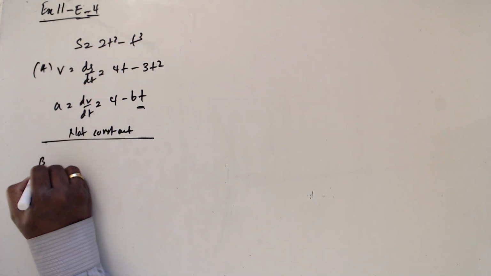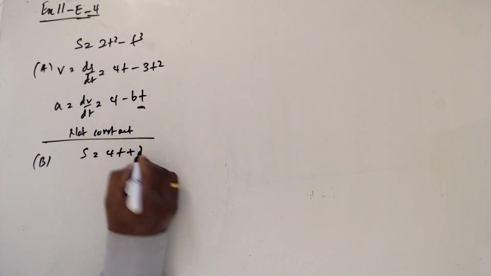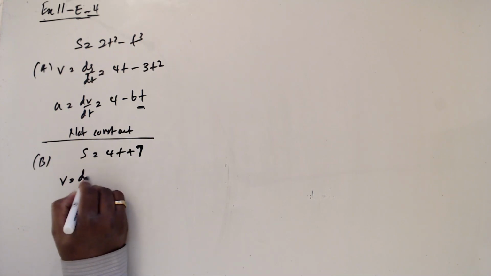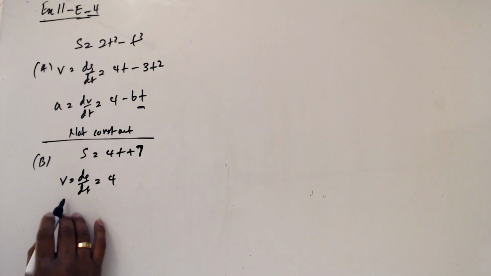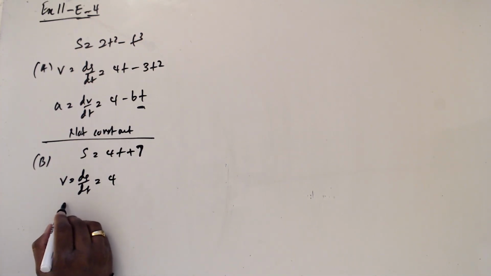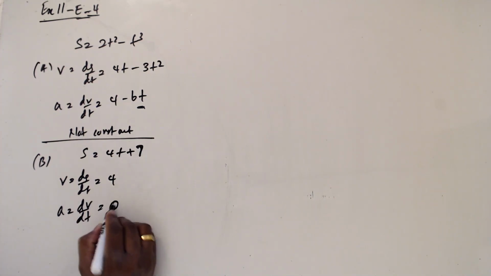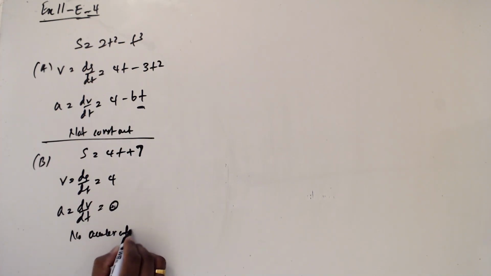The second one is part B, s equals 4t plus 7. However, v equals ds over dt, which is 4. So velocity is constant, and when we differentiate, acceleration means d over dt of v, which is going to be 0. So acceleration is 0. No acceleration.